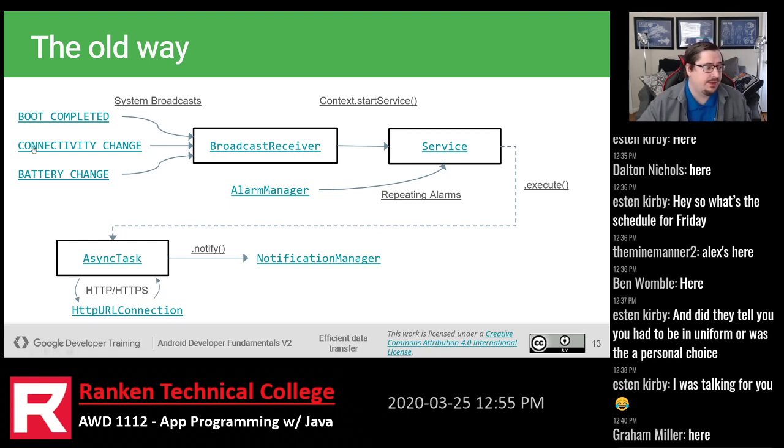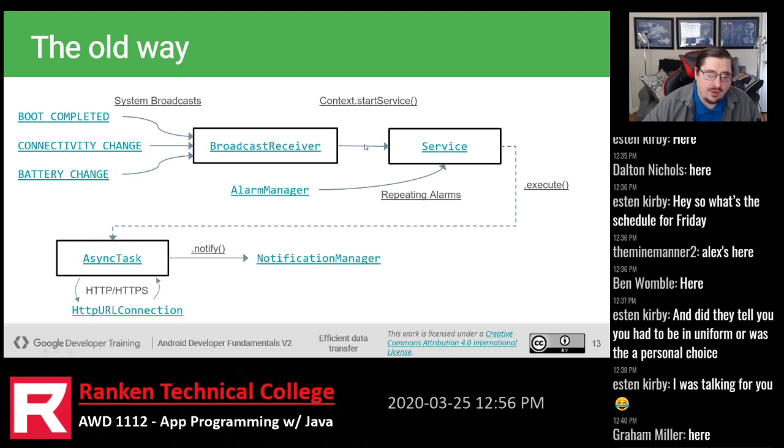We'd start at the beginning with a broadcast receiver set up, and this would usually be something we'd declare in the manifest. We'd say we want boot completed broadcasts, we want connectivity change broadcasts, and we need battery change broadcasts. We would register for all three of those broadcasts in our manifest and send those to our broadcast receiver. So we know when it boots up, we know if they connect to or disconnect from Wi-Fi, we know if they're charging, etc. We would hook all those things up with a broadcast receiver.